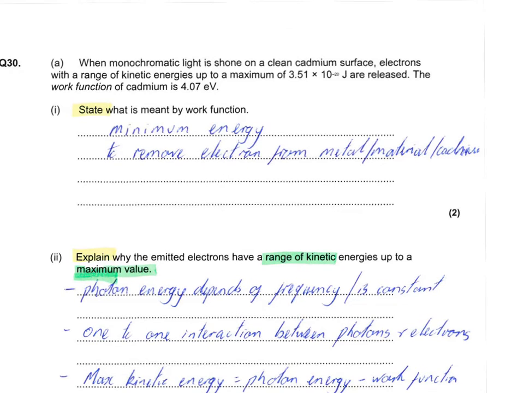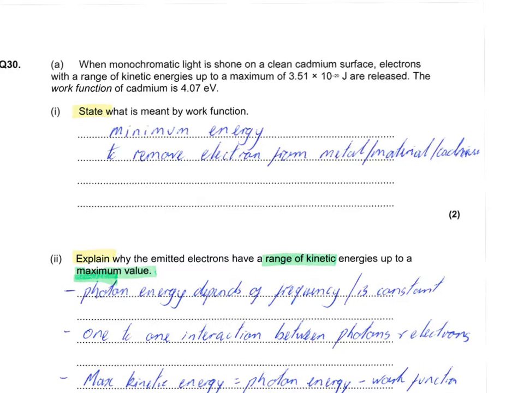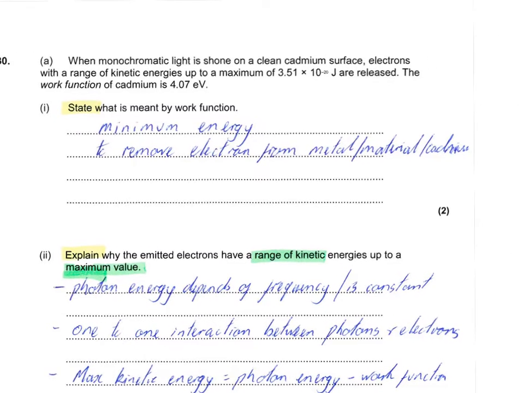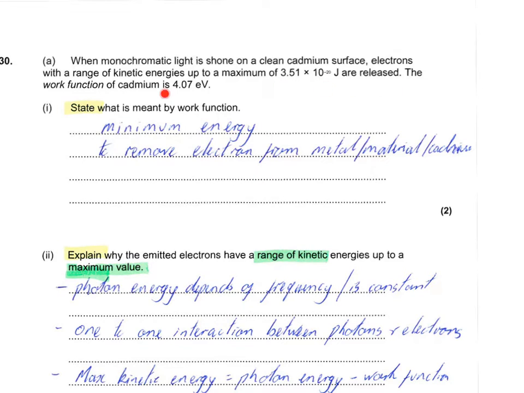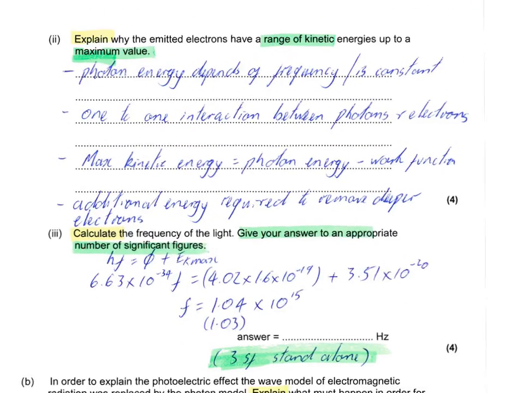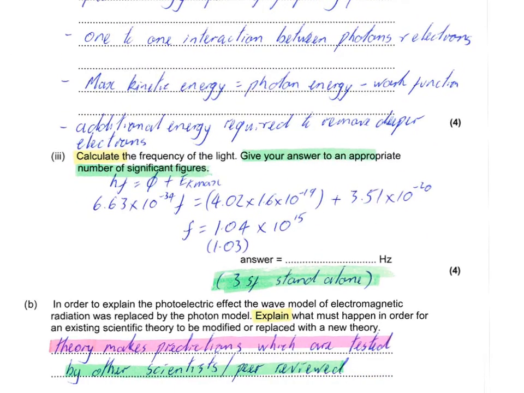We're asked to calculate the frequency of the light, given your answer to an approximate number of significant figures. Now, we're not given that, but what we are given is Ek max and the work function. So that should be crying out to you, hf equals phi plus Ek max. h, known value. f is what we're trying to find out. Phi is the work function.